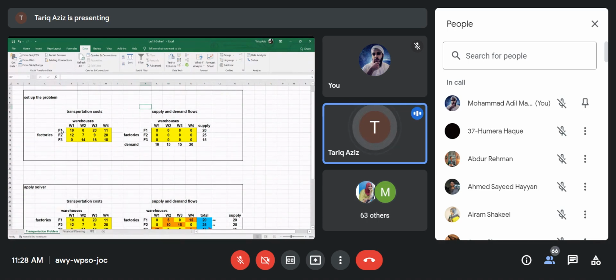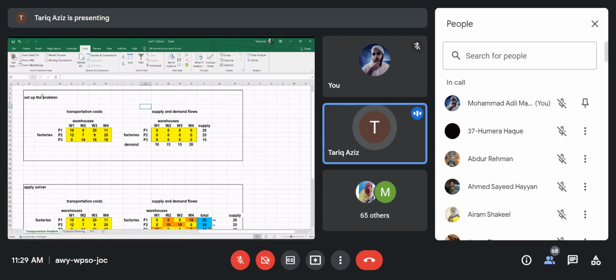In this problem, if we randomly send sometimes from factory 1 to warehouse 2, sometimes from factory 2 to warehouse 3, this random behavior will increase our cost. So there is a way that through linear programming, we can arrive at a solution that is maximal, or optimal, through which we can minimize our cost.